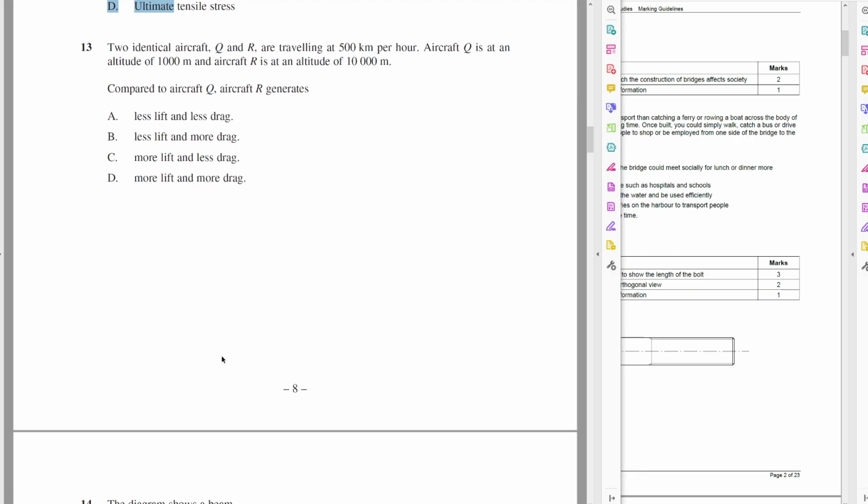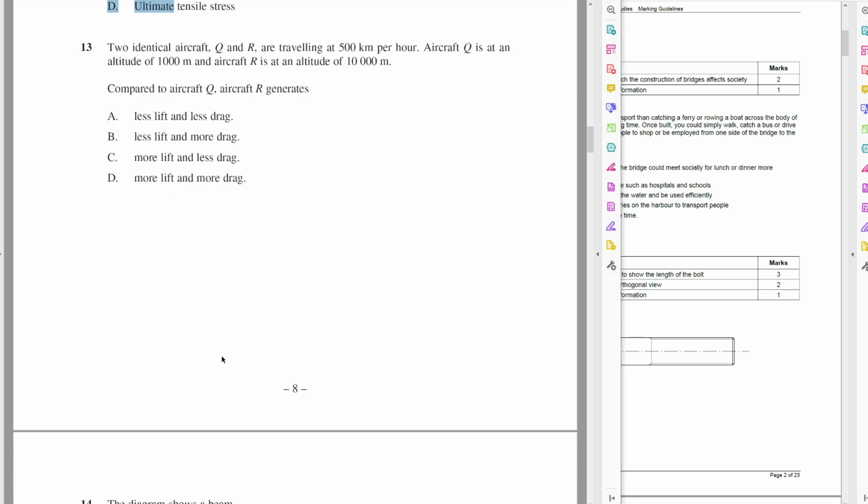500 kilometers per hour. Q is at a low altitude and R is at a very high altitude. They're traveling at the same speed. Well, we get more drag at lower altitudes, so Q is going to have more drag. Compared to Q, R will have less drag.